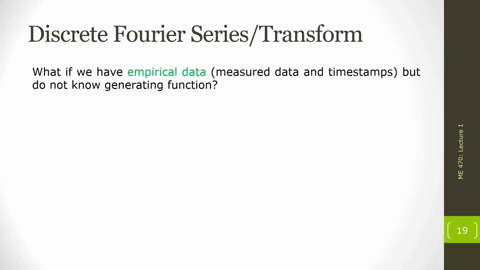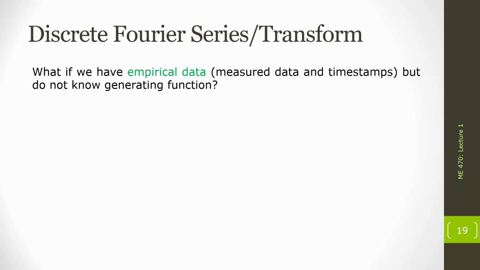Something like this would occur if we are collecting data on a real-world system. We only know the value of our x of t at very specific values of t. So what we're going to address now is the discrete Fourier series, or discrete Fourier transform, when we have this as our case. We have empirical data where we have measurements at specific timestamps, but we don't know the underlying generating function that makes the x of t in general.